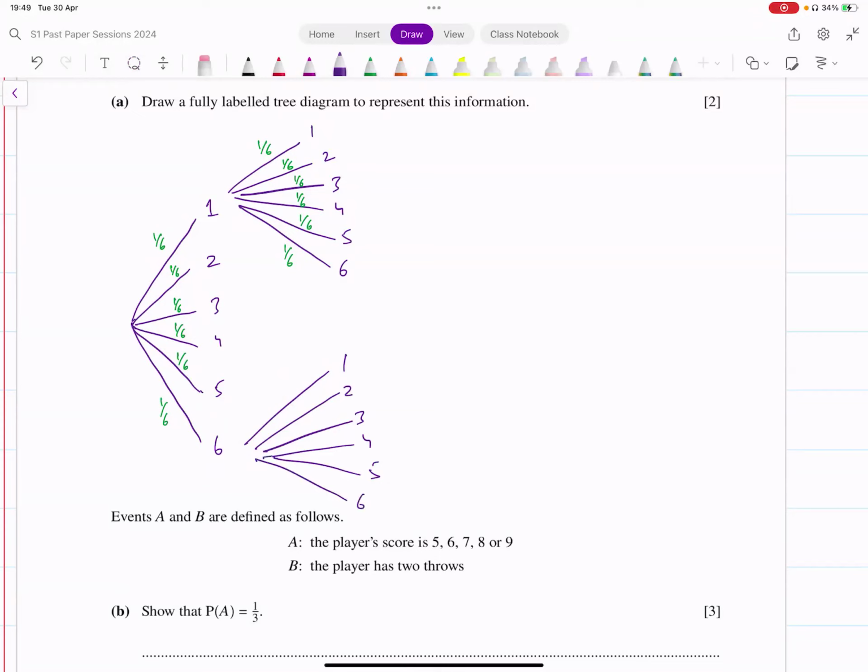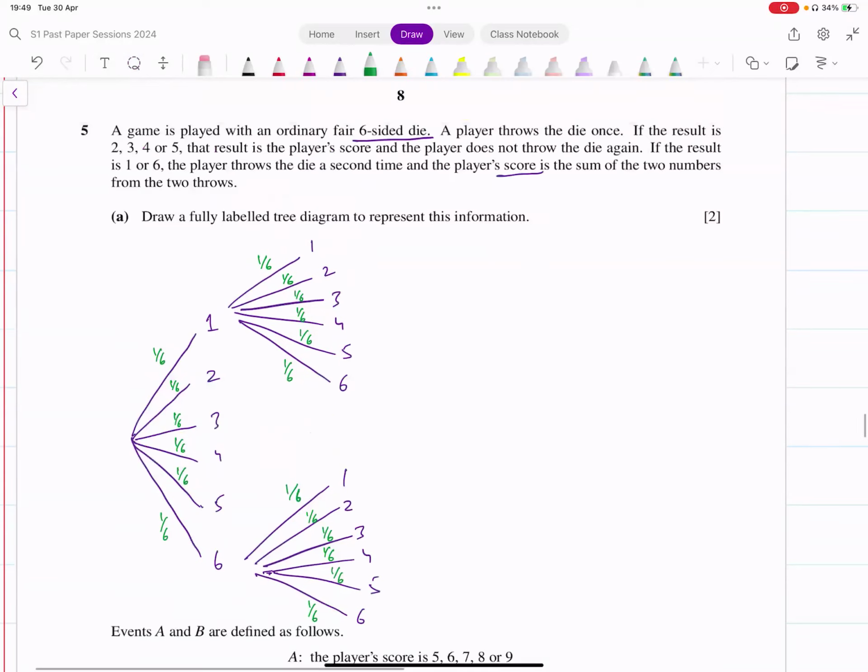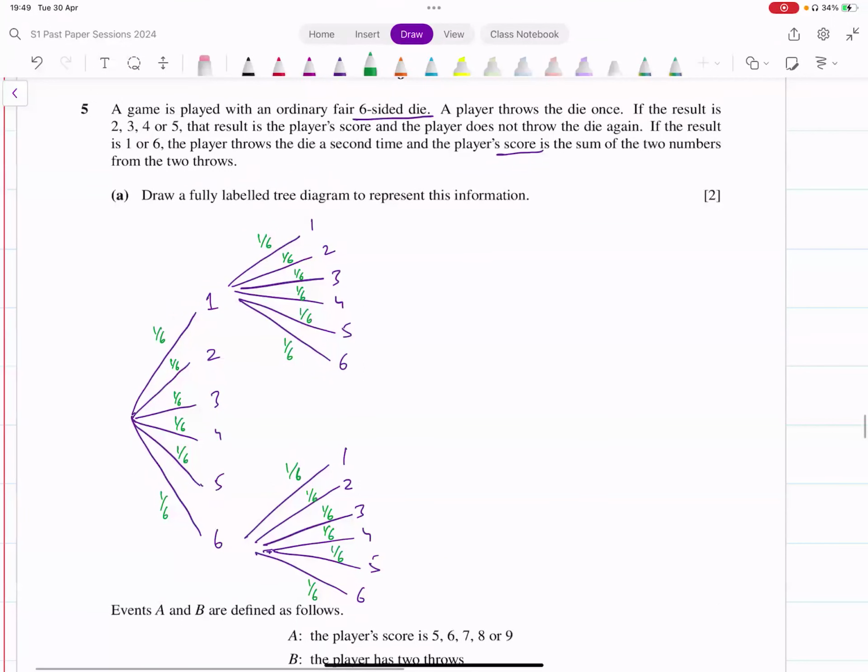This is what the tree diagram would look like. It's quite some work for 2 marks, but this is what you could do here. All right. That's what the tree diagram looks like. These are all the possibilities that you could have. And these are the possible outcomes that you can have.